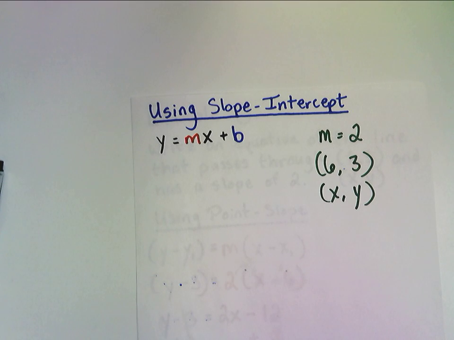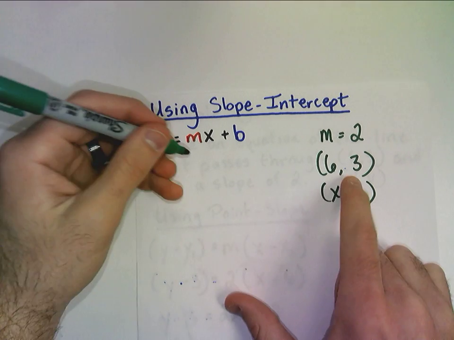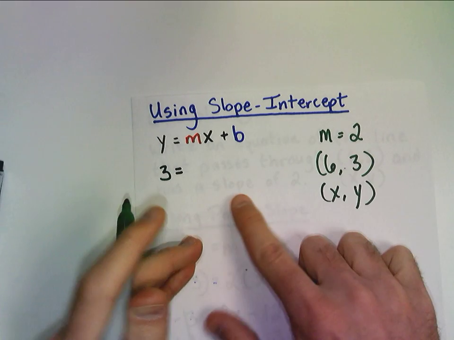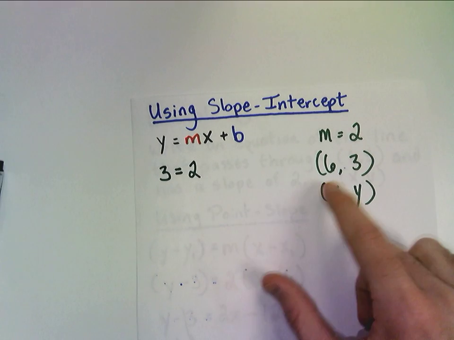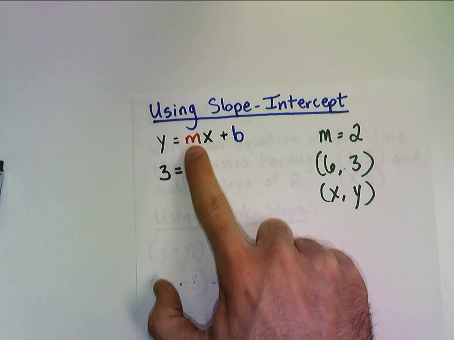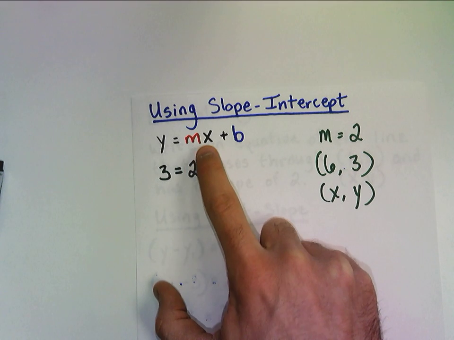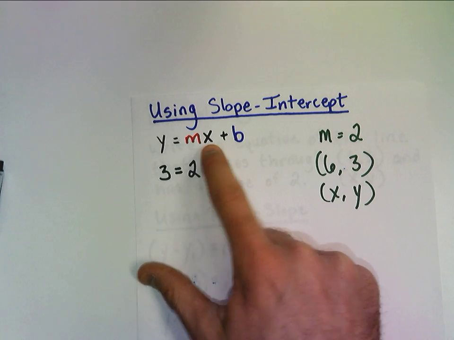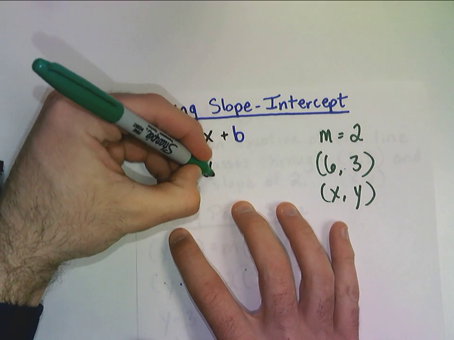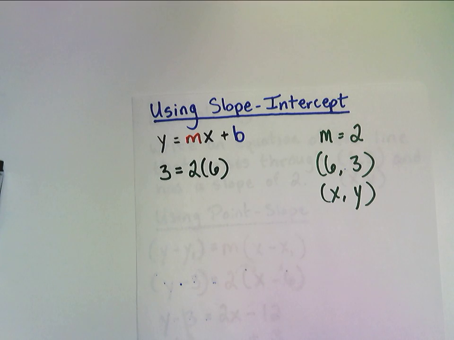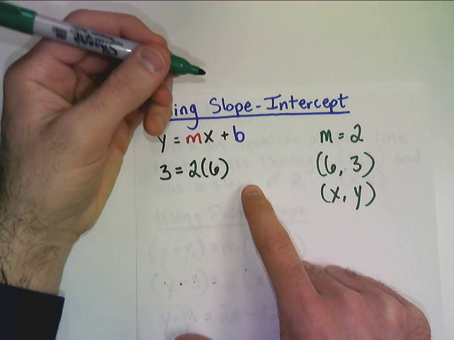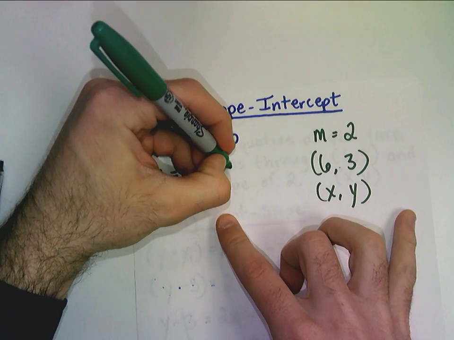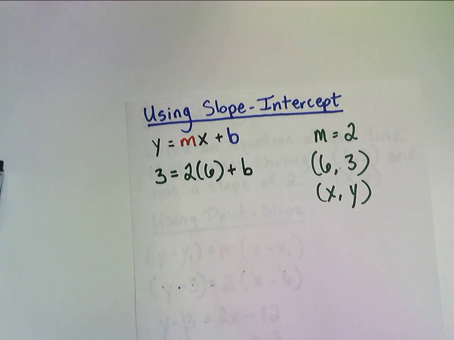So let's go ahead and fill in what we know. So we know that our y value is 3. We know that our slope is 2. We know that our x value is 6. Now remember, a number next to a variable, in this case 2 times x, but also a variable next to a variable, is multiplication. So we're going to have 2 times 6. And then I'm going to have my plus b here, but I don't know what that is. That's the variable that we need to solve for. That's our only unknown in this case.